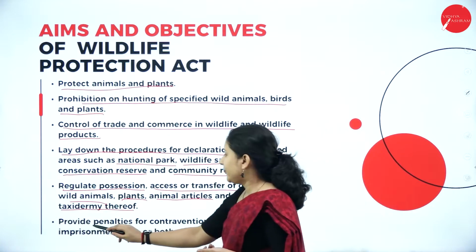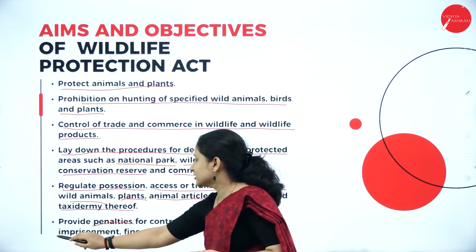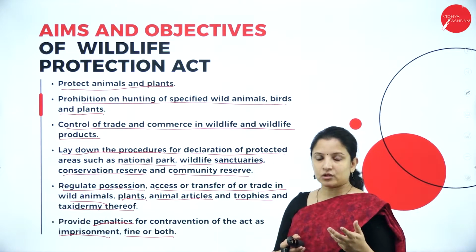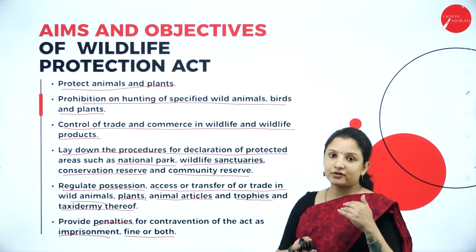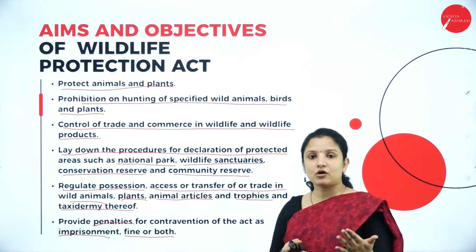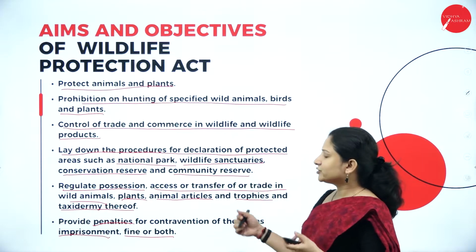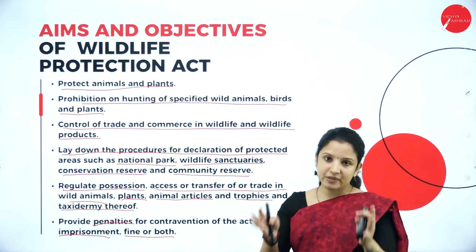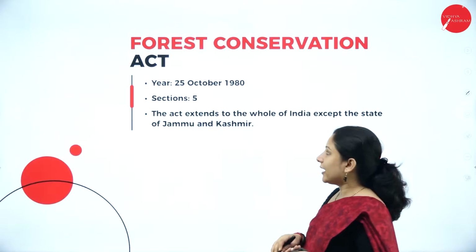And they provide penalties for contravention of the act, as imprisonment, fine or both. So we have put a fine, right? A fine of a certain amount. And moreover, after putting a fine, if we still don't reduce the illegal activities, and still try to pose a threat to the wildlife, the environment and all that, the people can be put in prison. So for that also various penalties will be set up, like for this particular crime what should be the penalty. All that will be framed by the Wildlife Protection Act itself.